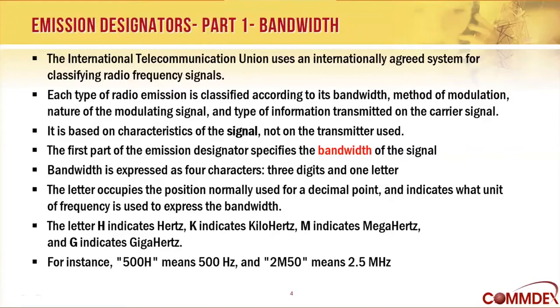So for instance, if you see an emission designator that starts with 500H, that means it's a 500 hertz signal, which is pretty low for a radio frequency signal. But more commonly we might see something like 2M50, the M meaning megahertz, so we interpret that as being 2.5 megahertz. Is everybody familiar with these?